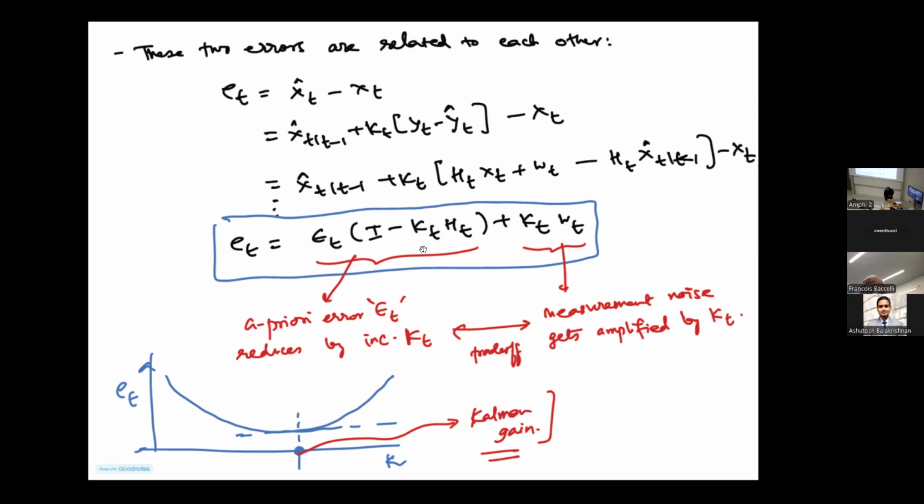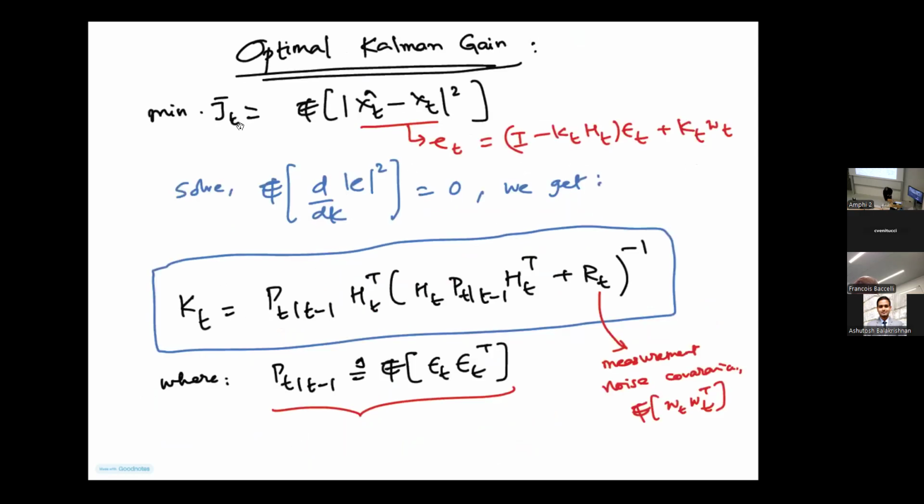Also, as the Kalman gain increases, the a priori error, that is epsilon, reduces. So the idea is that we need to find the optimal Kalman gain such that ET can be minimized. In this trade-off, this optimum gain is referred to as the Kalman gain, at which the mean square error can be minimized. The original problem was to minimize the mean square error, which is ET, and so we just need to solve for this. I've directly written the result here.